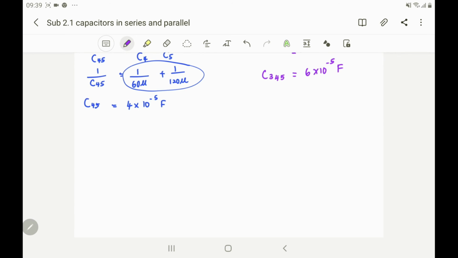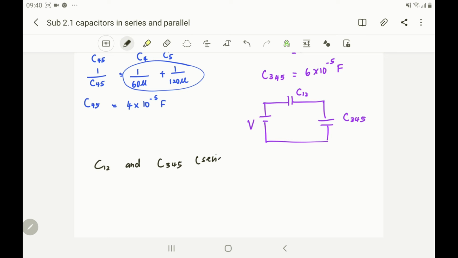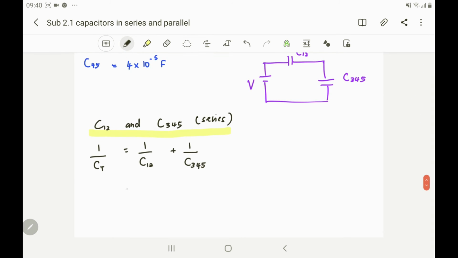Okay, so now let's draw the combination of all the capacitors. Here we have C12 in series with C345. So we can write here that C12 and C345 are in series. So we can write C total is equal to 1 over C12 plus 1 over C345.